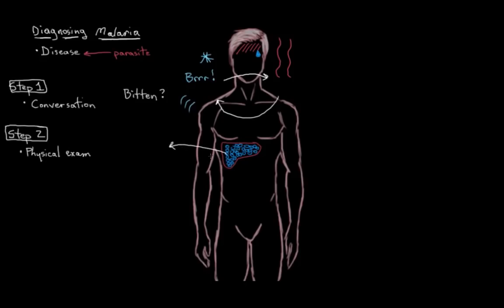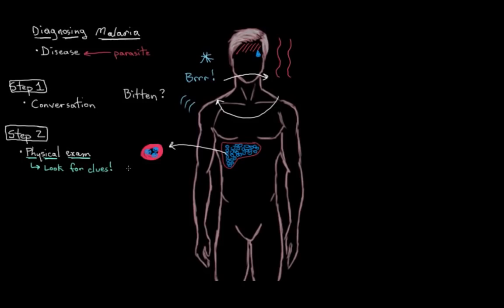And then there's a red blood cell phase, where initially those same merozoites burst out of your liver cells and get into your bloodstream, where they infect your red blood cells. So in the physical exam, we kind of look for any clues on the outside of your body that might be able to tell us if these things are happening on the inside of your body.